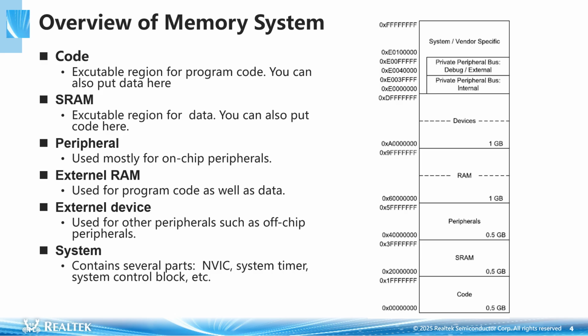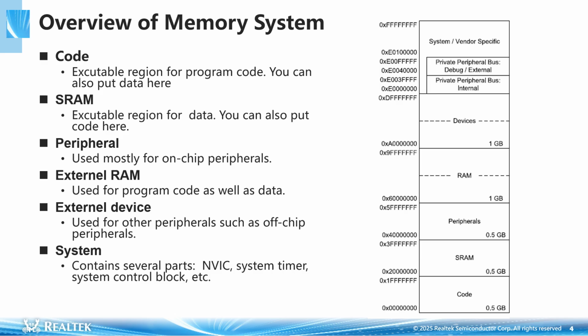Following that are the peripherals. This section of memory primarily supports the operation of on-chip peripherals. Interactions with hardware frequently occur here. Lastly, external RAM is a section where program code and data can be stored. It typically has a large capacity, making it suitable for storing substantial amounts of data.